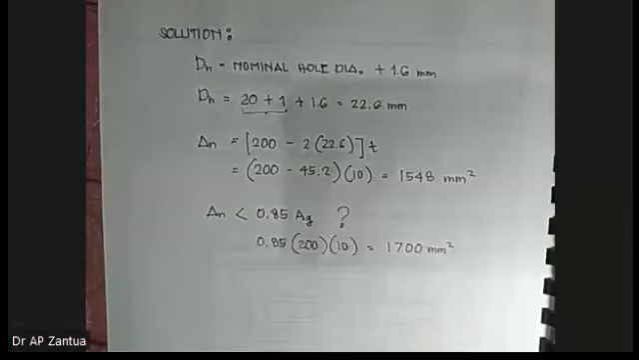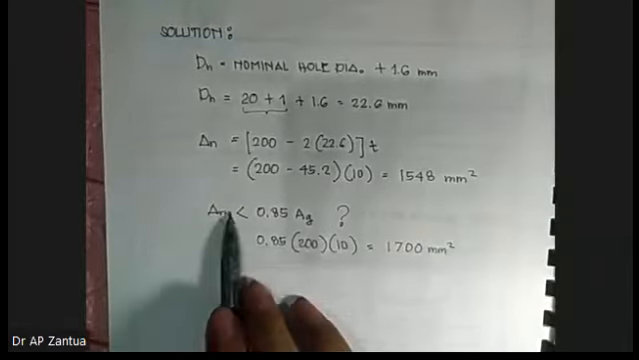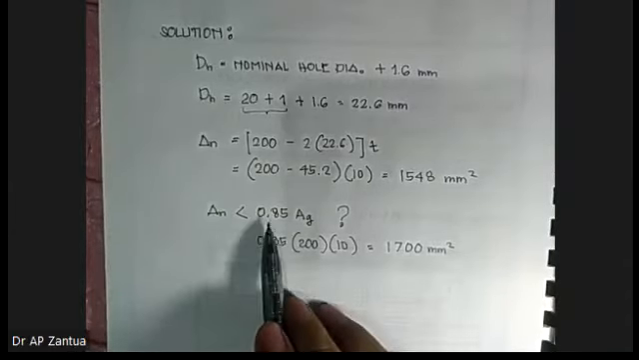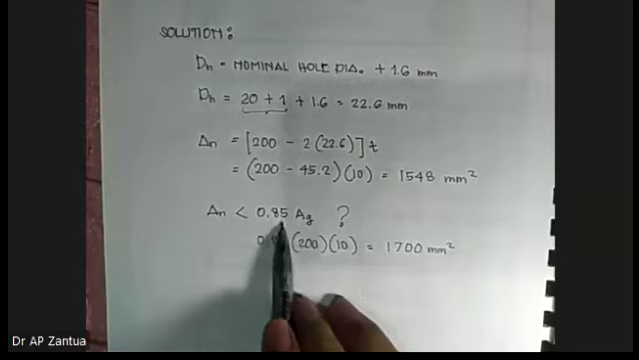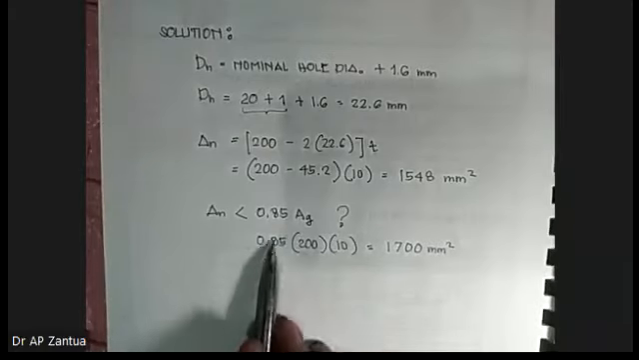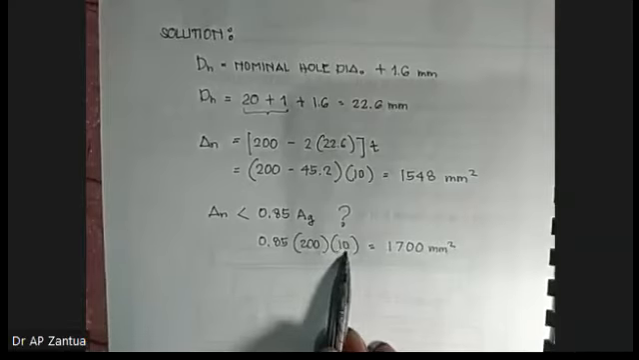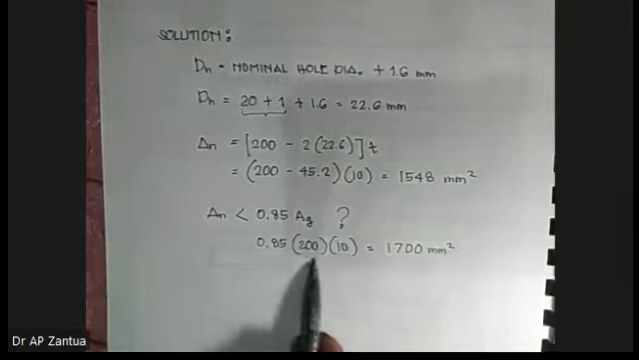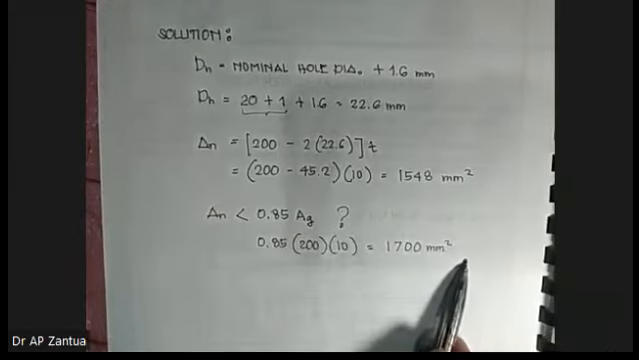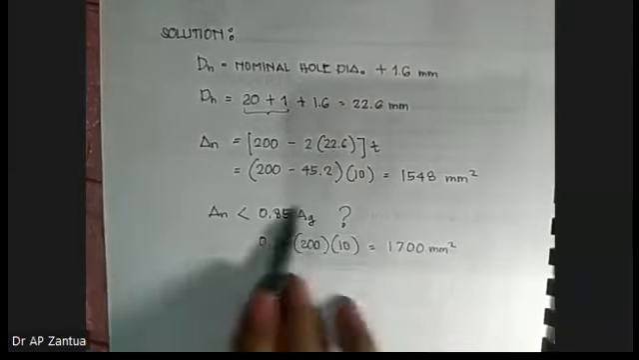Then from the code NSCP, our net area should be less than 0.85 or 85% of the gross area. So, what is this? 0.85. What is the gross area? 200 times T, times thickness, 10. If you multiply all these 3, the answer is 1,700 square mm. And therefore, it satisfies the condition.